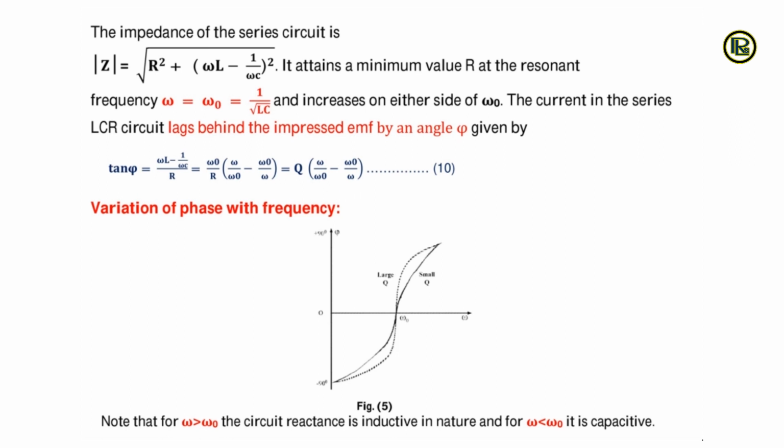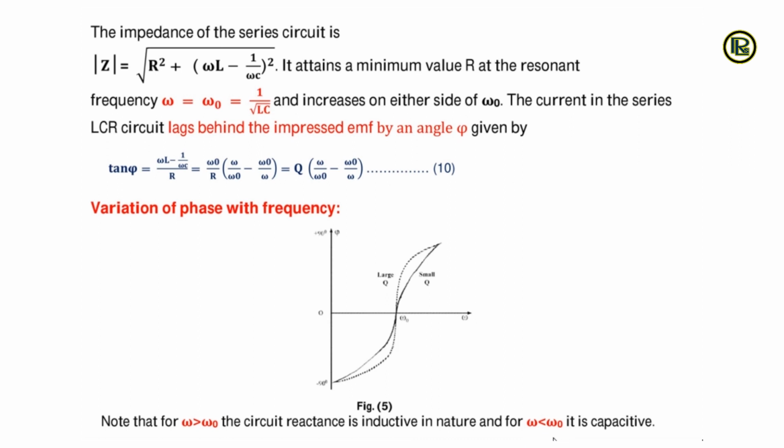And if we plot the variation of phase with frequency, then we get this kind of curve. This is for small Q value. The solid curve is for small quality factor value, and this dotted curve is for large quality factor value. And one interesting thing is, for omega greater than omega 0, the circuit reactance is inductive in nature.